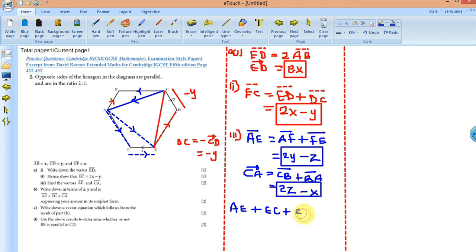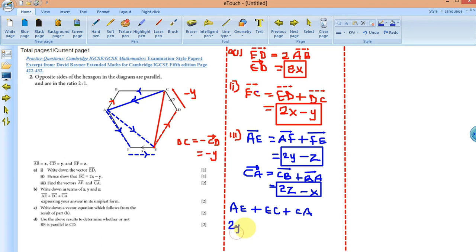Do you observe something? Don't forget, if you've seen some of my videos on vectors before, this AE will give you AC, and then from AC, this will give you CA. If you want to form an equation, that will be equal to 0. It's like a position vector from the origin. This is an expression though. So what is AE? Do I have that? Yes. This AE here is 2y minus z.